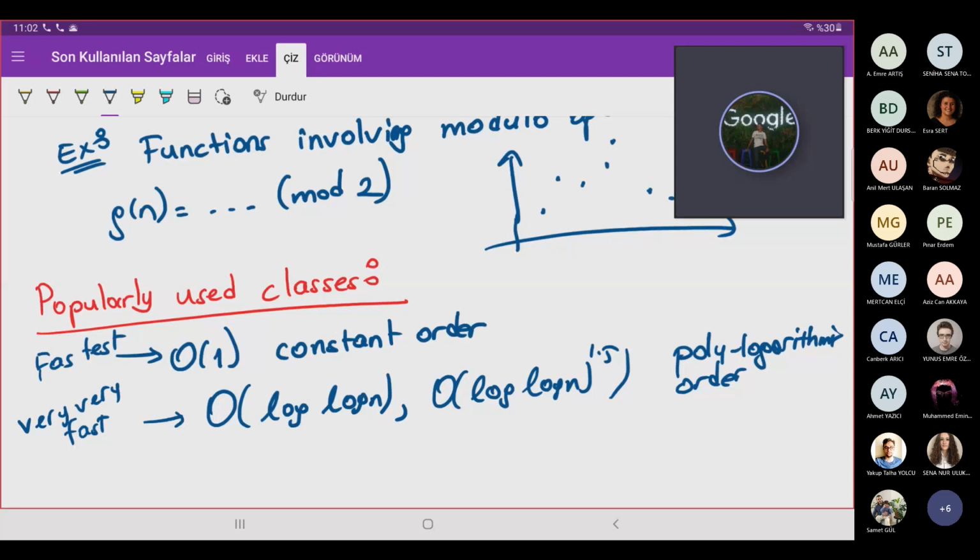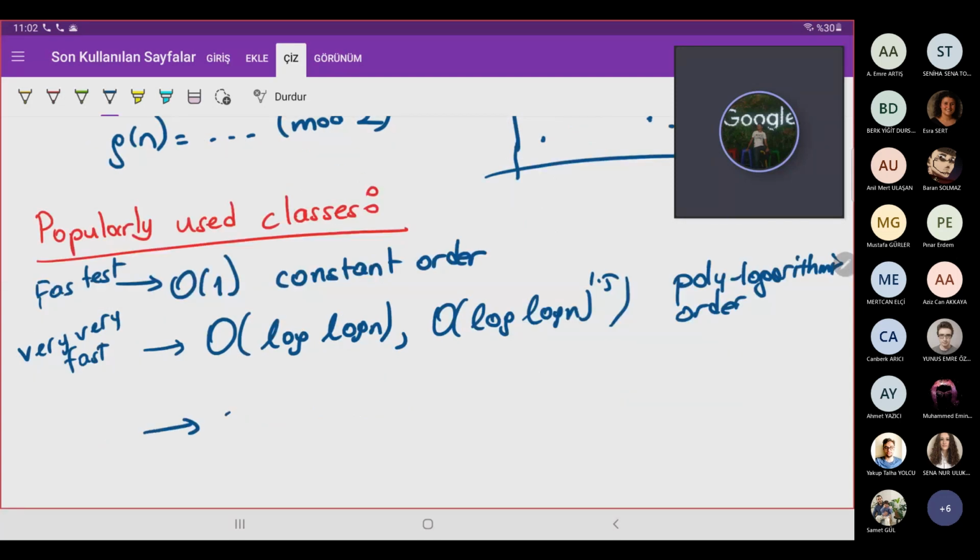The second one, which we'll also see in this class and which you already know, is logarithmic order. When we say logarithmic order, what you most probably remember is a complexity class for an algorithm with log n complexity.